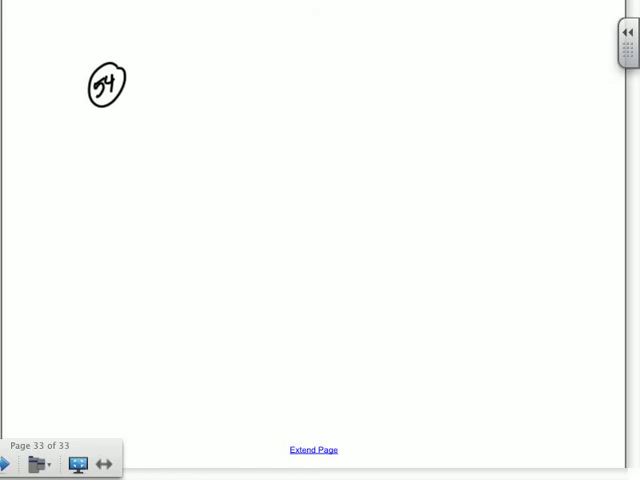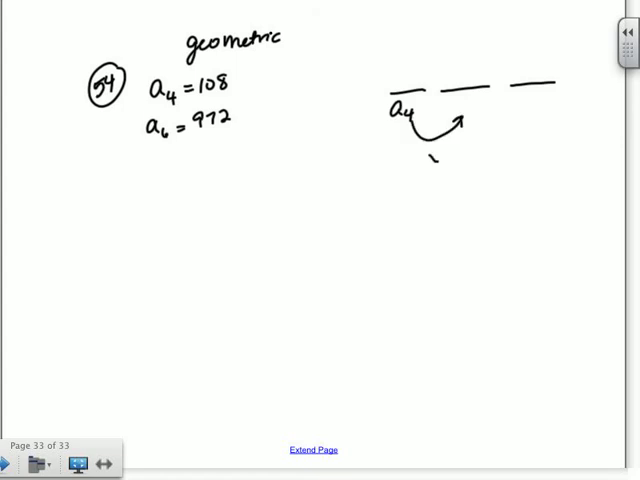All right, it says the fourth term of a sequence is 108, and the sixth term is 972. Find the first term. All right, I gave you that the sequence was geometric in the instructions. So geometric means you're always multiplying by what we call a common ratio. So if I start with the fourth term, I'm going to multiply by a common ratio each time.